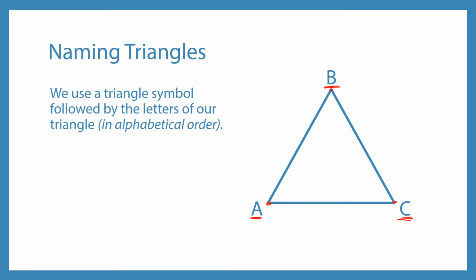The way we're going to name this triangle is we'd call it triangle ABC. So we take the letters and we say them in alphabetical order. We don't say triangle ACB, we say triangle ABC. We could then write that, say in a mathematical proof, as triangle ABC, and we use this little triangle symbol. So that's how we would name our triangles.